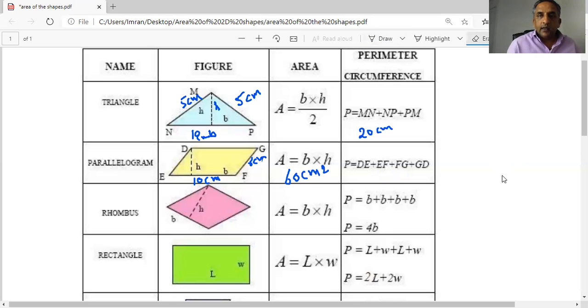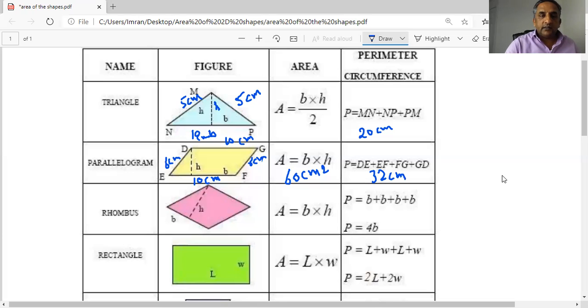So now we have to find the perimeter. For perimeter, what we do, we add all the sides, 10 plus 6 plus 10 plus 6, right? So obviously this will be 10 as well, centimeter, and this side will be 6 centimeter as well, right? So 10 and 10 is 20, 20 plus 6 and plus 6 is 32. So the perimeter of this parallelogram will be 32 centimeter, right?